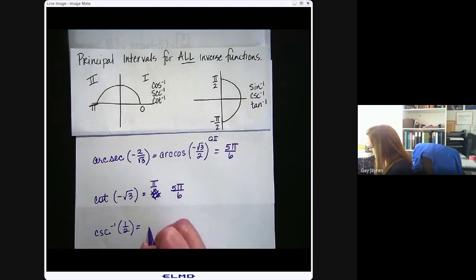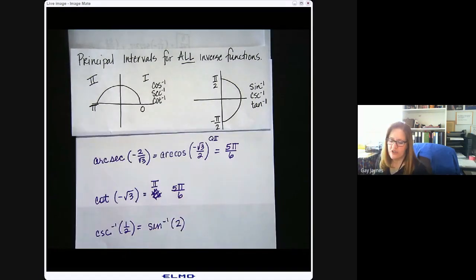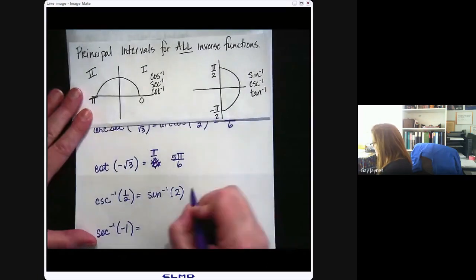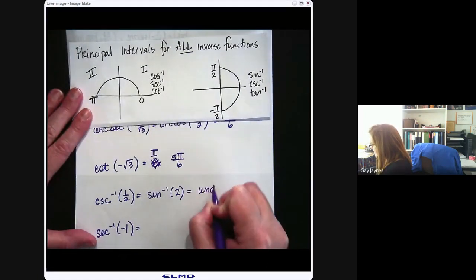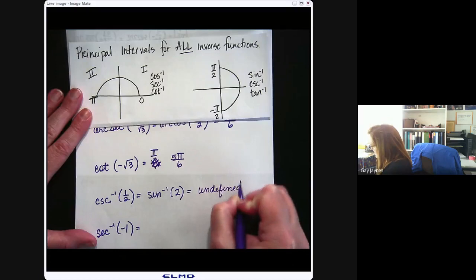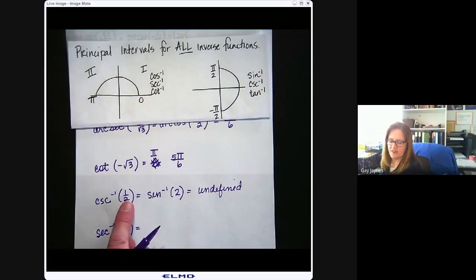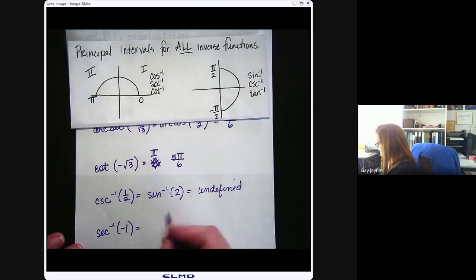Cosecant inverse, I'm going to change that to sine inverse of 2. Now, guys, on your unit circle, has sine ever been a value of 2? No. The biggest sine ever is 1. And so this is going to be undefined. Okay, this does not happen. So not only is sine inverse never going to have a value of 2, cosecant inverse never has a value of 1/2. So, and you can write no solution also.